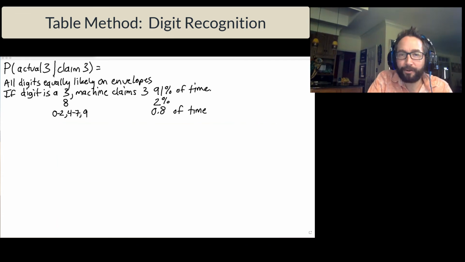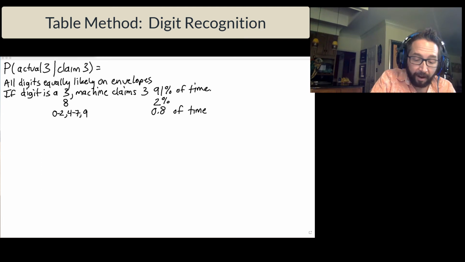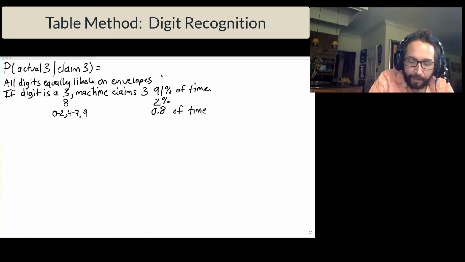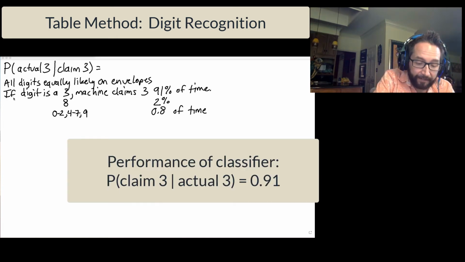Now, here's the information that we know. We know that on envelopes, all digits are equally likely. Not really true, but for the sake of illustration, the prior probability of the digit being a 3 is going to be 10%. 10 digits, 0 through 9, 10% chance any given digit is going to be a 3. And here's some information about how well the recognizer performs. We know that if a digit really is a 3, then the machine claims it's a 3 91% of the time. So it's pretty darn accurate.